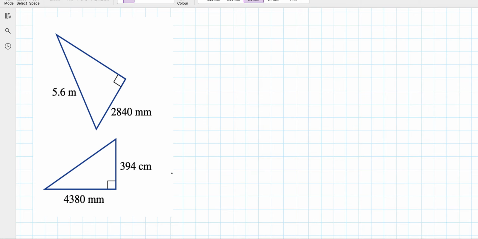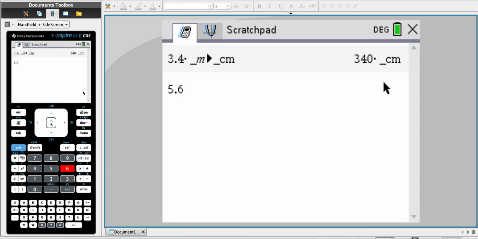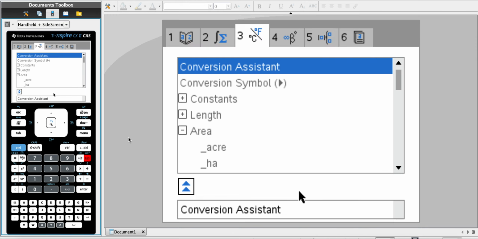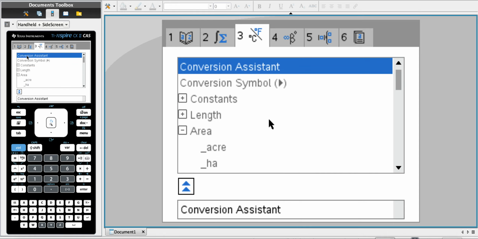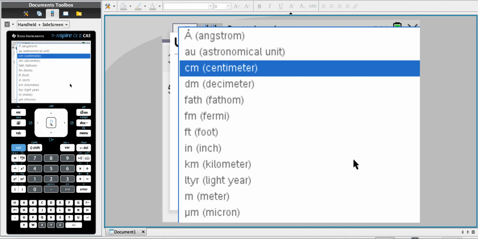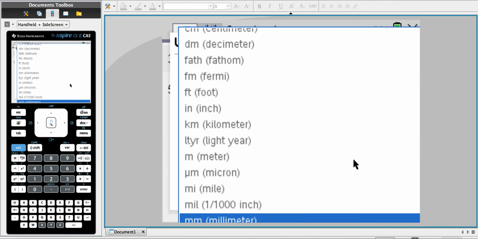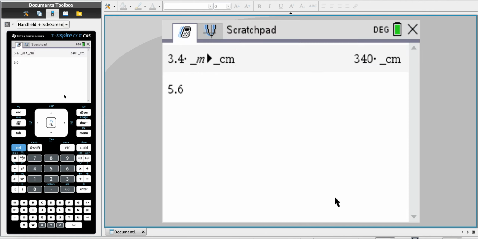Okay, so again, I have meters and I have here millimeters. So let's go into millimeters first, because it's the smallest unit. So I'm going to convert this one, 5.6 meters. So again, let's go to our CAS and I'm going to press 5.6, and then I go into the book and I'm going to say convert. Oh, sorry. Conversion assistant, double click, length, and I'm in meters, and I'm going to go into millimeters. So millimeters should be down. Here it is, millimeters. Click, okay. So I'm here in 5.6.